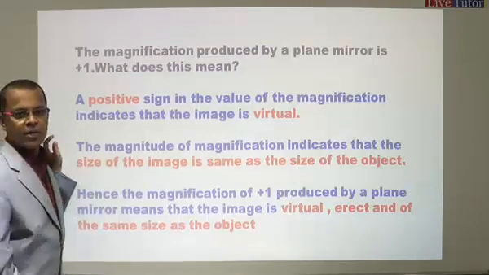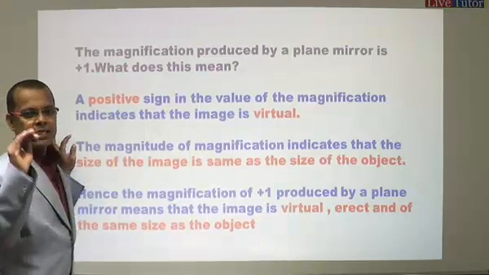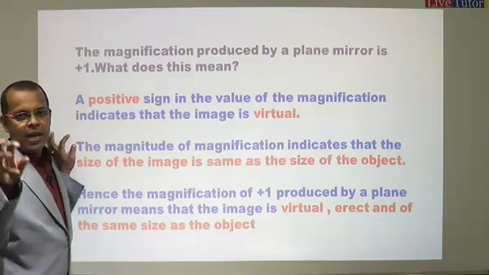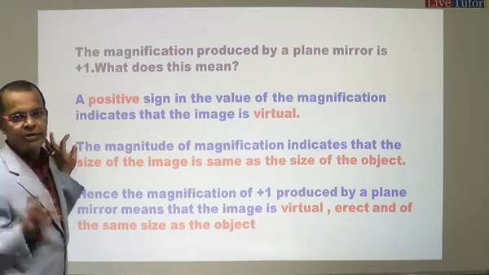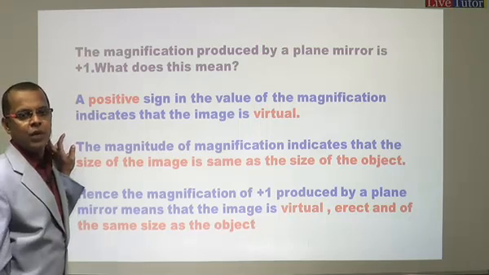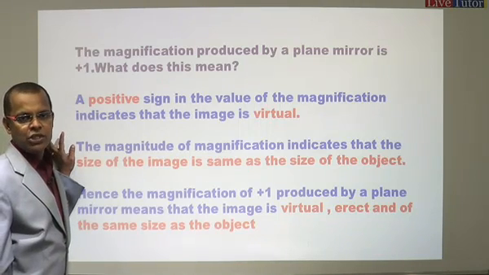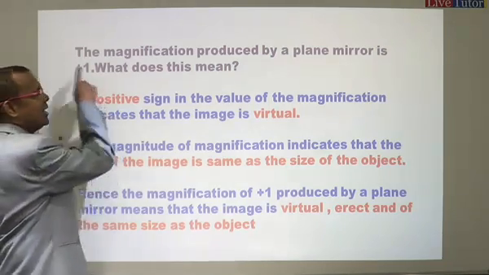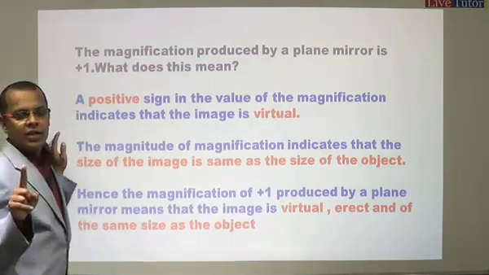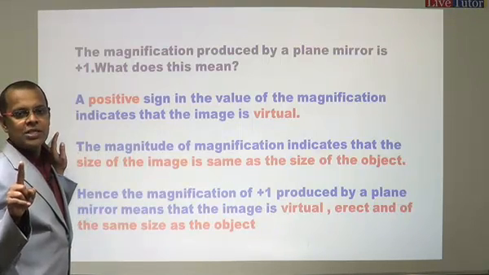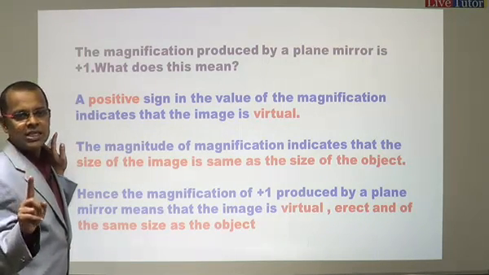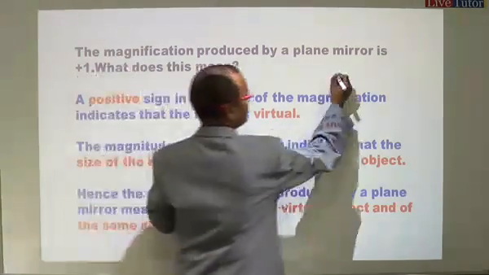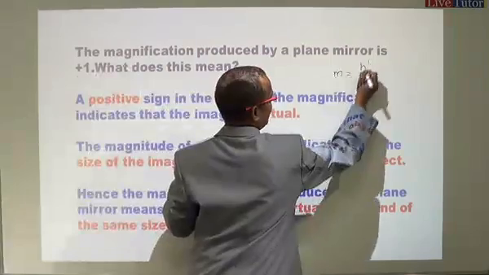These two numbers will tell you something. What is that? A positive sign in the magnification value. If the magnification is positive, that means the image is virtual. And it indicates that the image is the same size, because magnification is nothing but h dash by h, we know that.